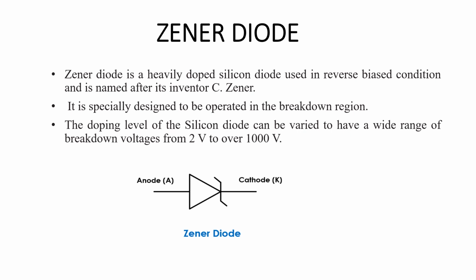Reverse bias of Zener diode. When the cathode is connected to the positive terminal and anode is connected to the negative terminal of the DC source, the Zener diode is said to be reverse biased. The operation of Zener diode in the reverse bias condition is different from that of diode.